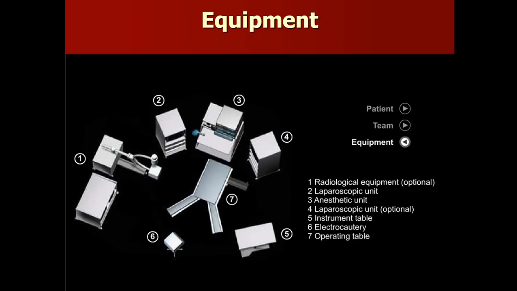Here you may see the typical equipment for laparoscopic cholecystectomy with radiological equipment when we suspect cholelithiasis in the common bile duct, for example. You may see the laparoscopic unit, anesthetic unit, instrument table, electrocautery, and of course the operating table. That's typically how the equipment of the operating room looks.